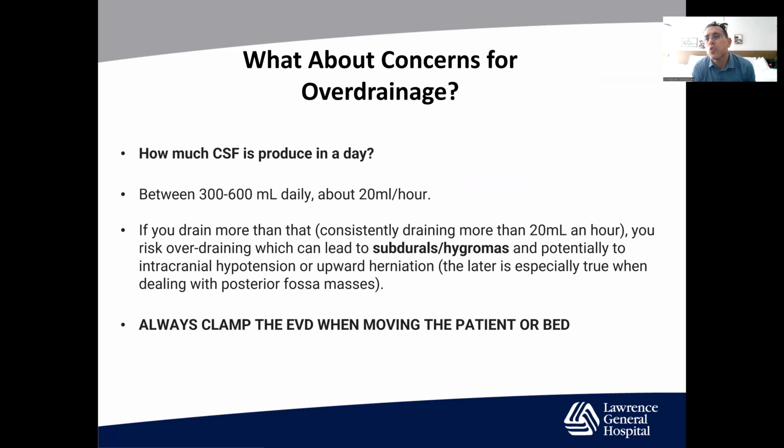So in terms of concerns for overdrainage, it's important to know how much CSF you produce a day. It's approximately, we say, maybe 300 to 600 cc's per day, or approximately 20 mLs an hour. So again, if you consistently drain more, say more than 20 mLs an hour, then you do risk pulling the dura down, causing a subdural hematoma or a hygroma. And again, you can have that feared complication of an upward herniation if you have a posterior fossa mass.